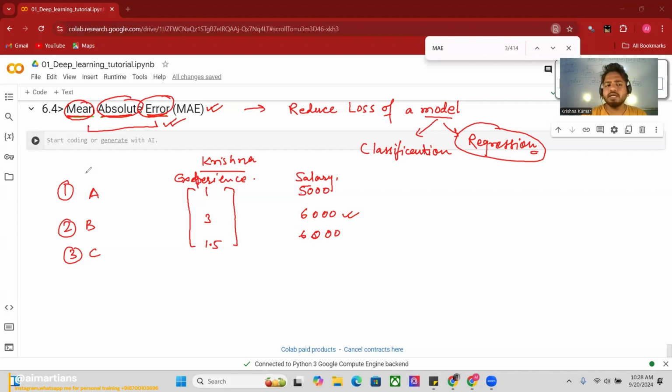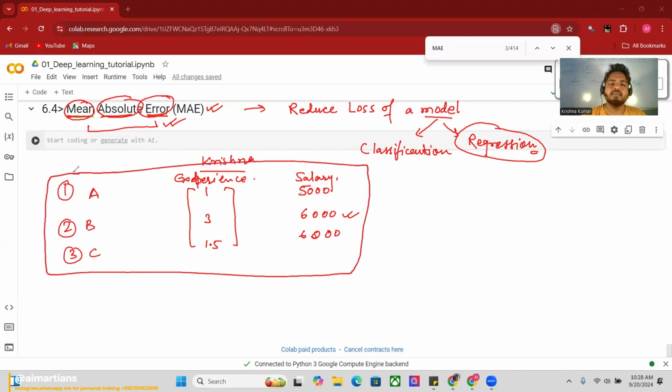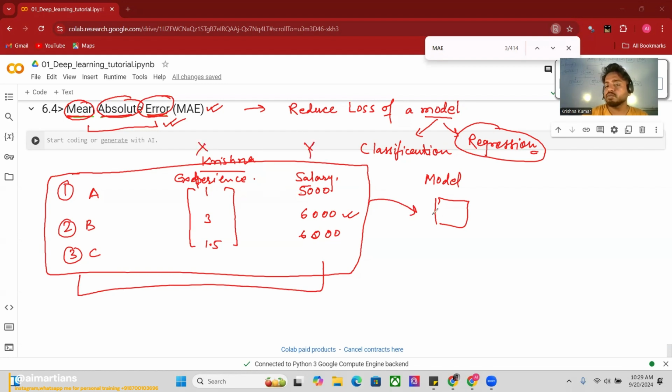I will simply pass this data to a model. Let's say I'm creating a model on the basis of this salary. I pass this feature and this target to this model. And after training this model, I ask this model.